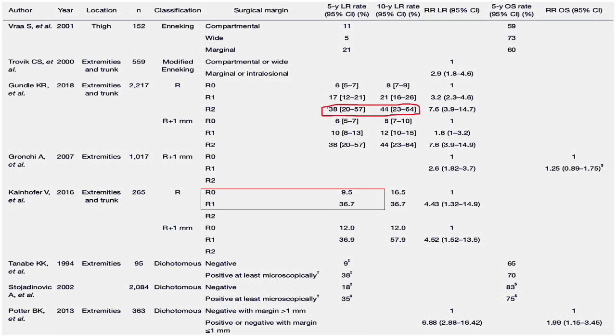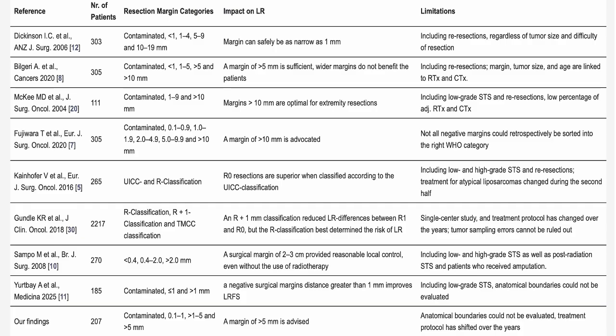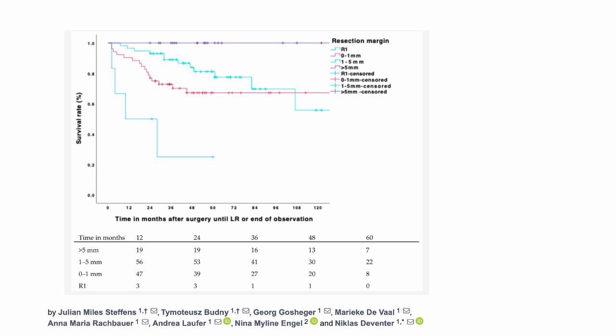If we look at the result of the meta-analysis, I have highlighted that R0 resection has significantly lesser local recurrence versus R1 resection, and one thing is sure: the positive margin directly influences the survival and local recurrence of the patient. This was also endorsed by another meta-analysis, which has the same result.